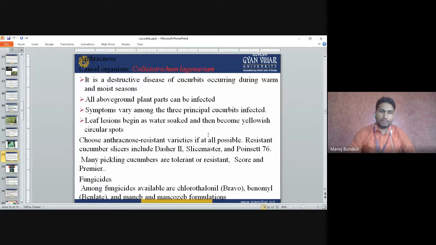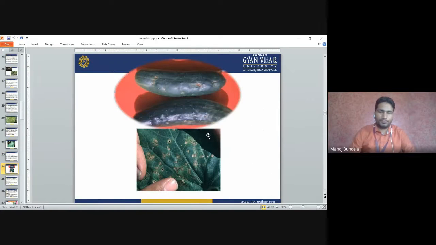Next, fungicides we can use to control anthracnose. Benomyl we can use, and Maneb or mancozeb formulations we can use. This is anthracnose symptoms on developing fruits and developing leaves.